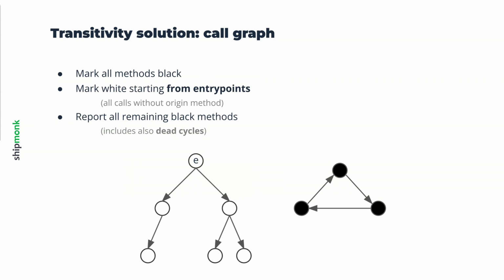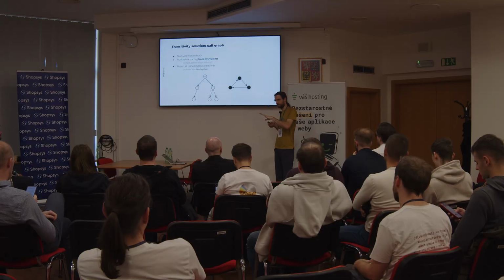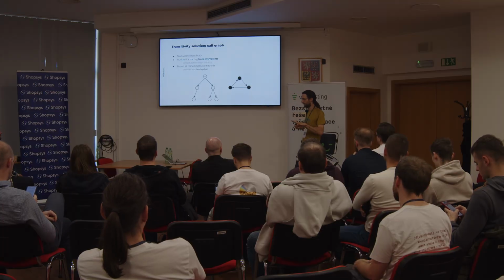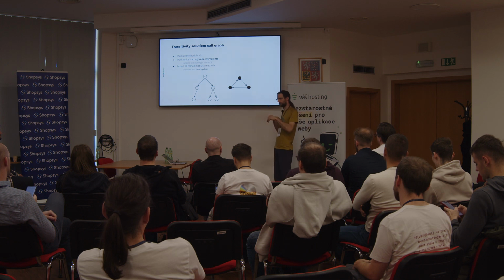How? The trick is to build something that's typically called a call graph, which is just a graph of all the calls. And since you know all the calls, you can start with something called entry points. So for a start, imagine that everything is dead, and you need to pick parts of the graph that you start marking white, marking as used. And those are the things that don't have any originating method. Typically, it's the global scope or some framework calls like Symfony controllers or something like that. And then you just go through the graph and mark everything white.